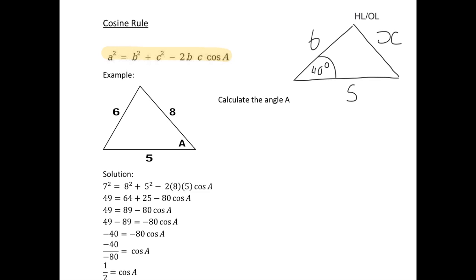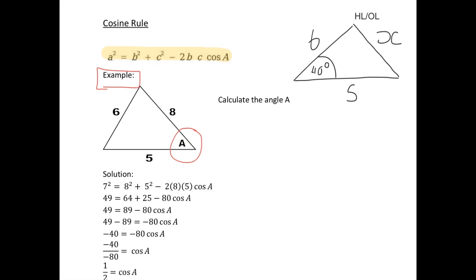The other time it can be used is to work out an angle in a triangle if you're given the lengths of all three sides, which is what we do in this example over here. So in this example, we're given this triangle and we're asked to calculate the angle A. So in order to do that, we need to just work out what little a, little b, little c are, and then fill these values into our formula and work it through and find out what the angle A is.